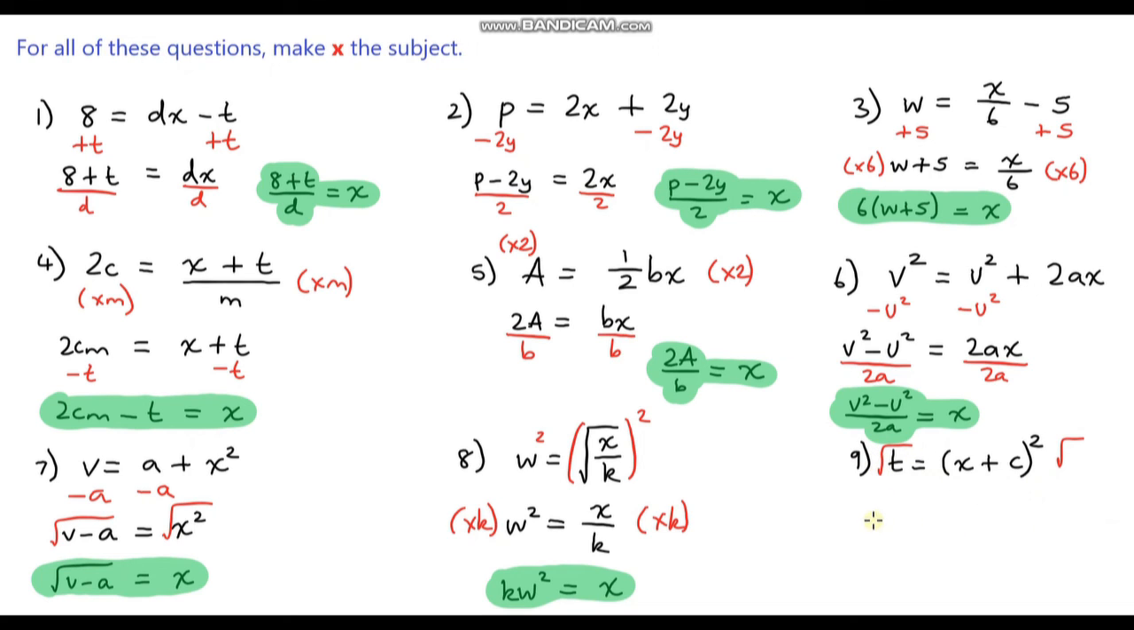So on the left, we've just got the square root of t. And on the right-hand side, it's got to get rid of this square, so we're just left with x plus c. And finally, just to get rid of the c, we can subtract c from the right and subtract c from the left. So on the left-hand side, be careful, it's not going to be the square root of t minus c. That would be incorrect. It's the square root of t and then minus c. So the c is separate from the square root. And then on the right-hand side, we've just got x. So this here is my final answer.